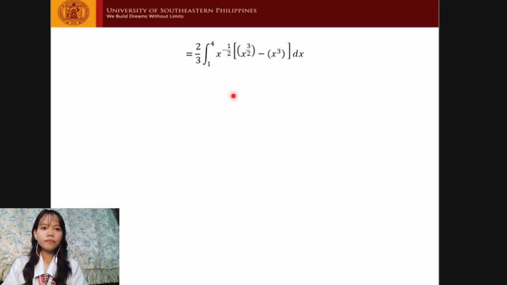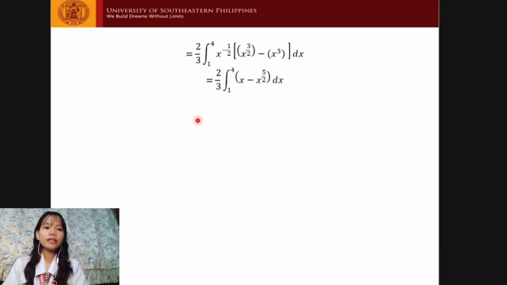Right after this one, we can apply the distributive property in which we will distribute the x raised to the power of negative 1/2 to x raised to the power of 3/2 and x cubed, no? So what we have right now is 2/3 multiplied to the integral of x minus x raised to the power of 5/2 with respect to x ranging from 1 to 4.